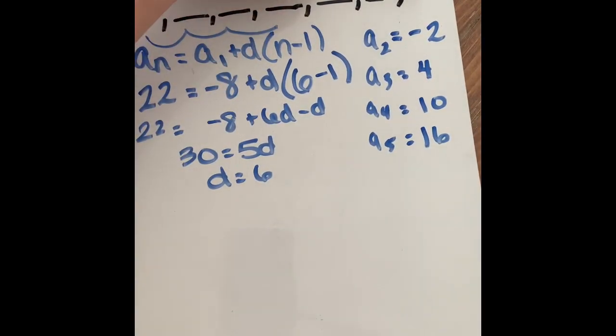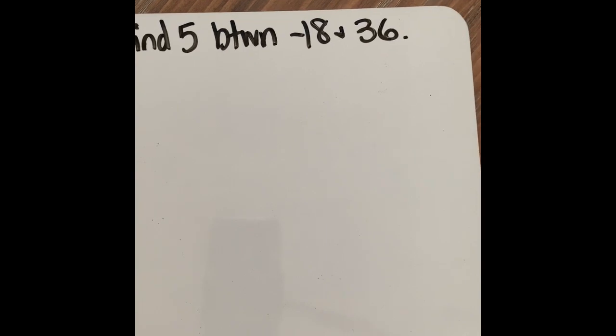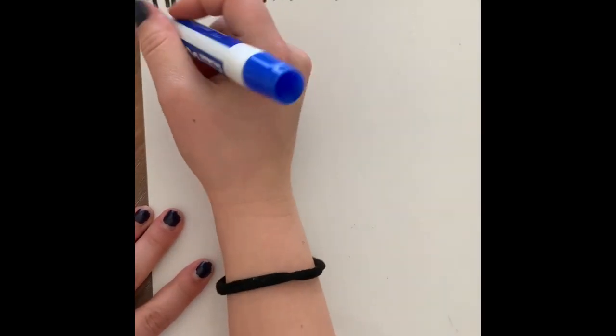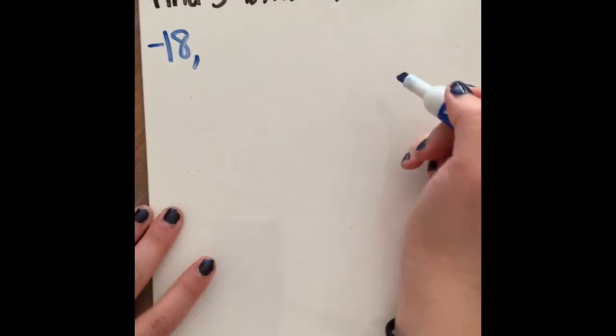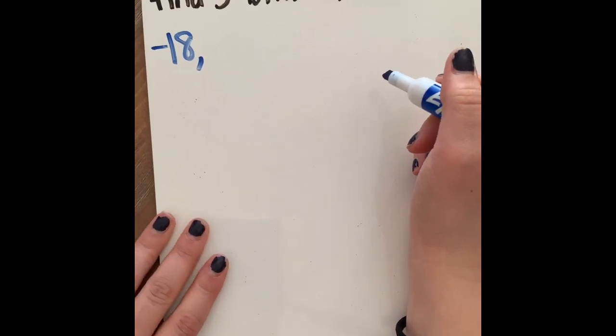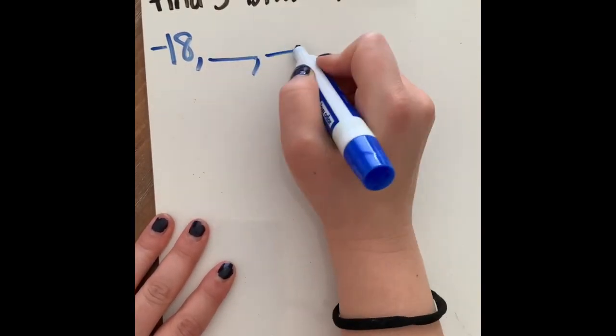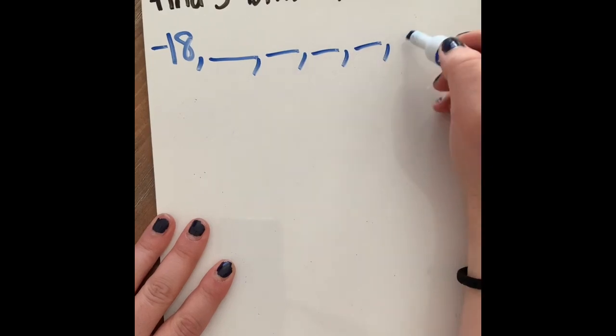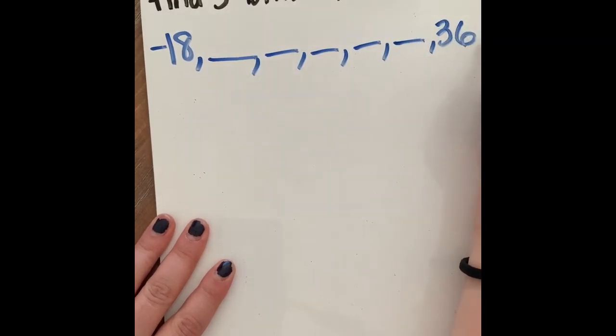The next question that we have is find the 5 arithmetic means between negative 18 and 36. Well, we're doing the exact same thing here, but this time I don't give you the sequence with the blanks, so we're going to have to write it out, or we really don't have to, but it's a little easier to look at if it's more visual. So we know that negative 18 is the first term there, and we're looking for 5 in between. So 1, 2, 3, 4, 5, and then we have 36.